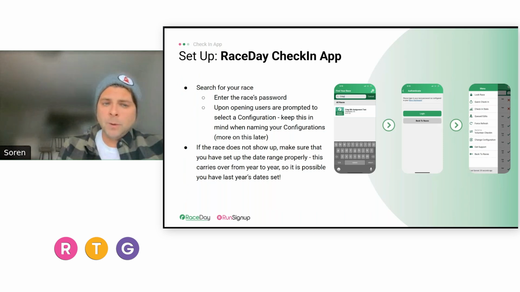So remember, if the race does not show up, make sure that you have the date range set properly. If you are renewing a race on RunSignup, the date range for the check-in app carries over, and the year does not change on that. So you might need to go back in and make sure that, if it's 2025, you don't have 2024 as the race year in there.